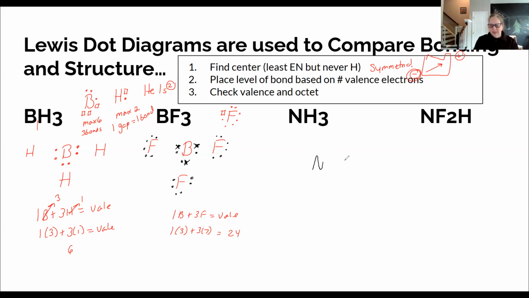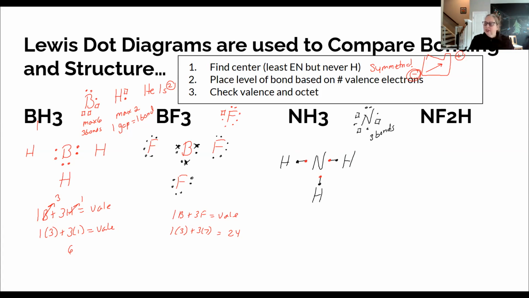NH3, nitrogen goes in the center, hydrogen goes on the outside. Hydrogen's a single bonder. How many is nitrogen? Nitrogen's in group 15. So he has 5 valence electrons. So he has 3 gaps. So he wants 3 bonds. And lo and behold, he has 3 bonds here. This is not complete. My hydrogens are complete. They have 1 valence electron for each one, and then they are sharing to make 2 for their octet.